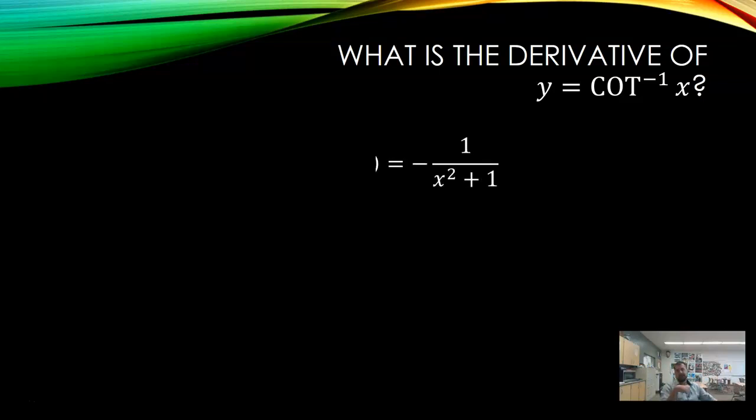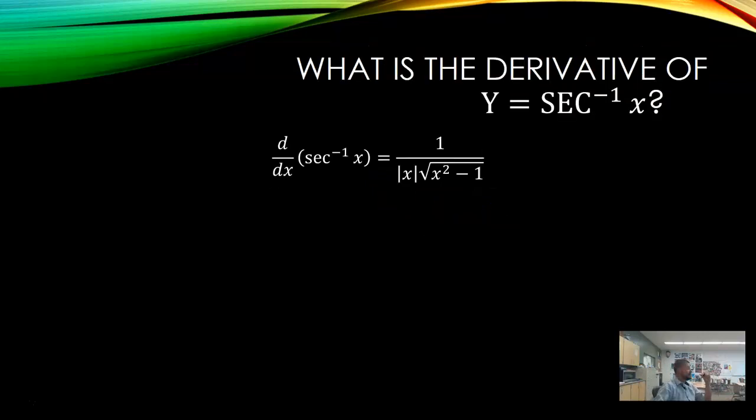So, the first one that I want to look at is what is the derivative of the inverse cotangent of x? The inverse cotangent is negative 1 over x squared plus 1. It's basically just the inverse tangent with a negative sign out front, because I can write x squared plus 1 and 1 plus x squared in either order, and it means the same thing. So that's my derivative of the inverse cotangent.